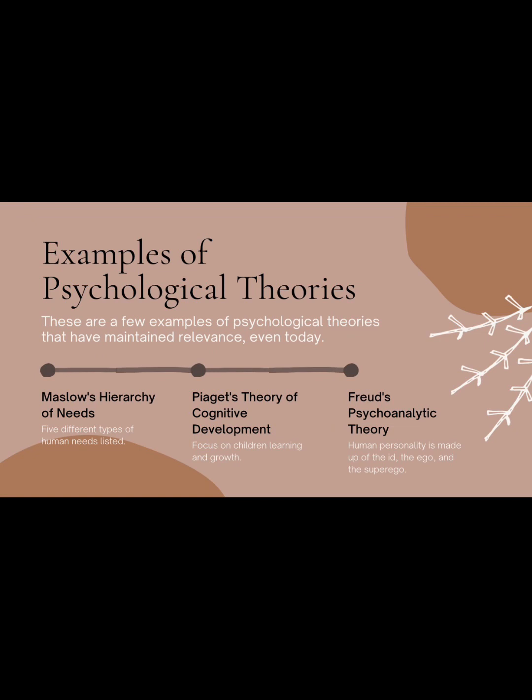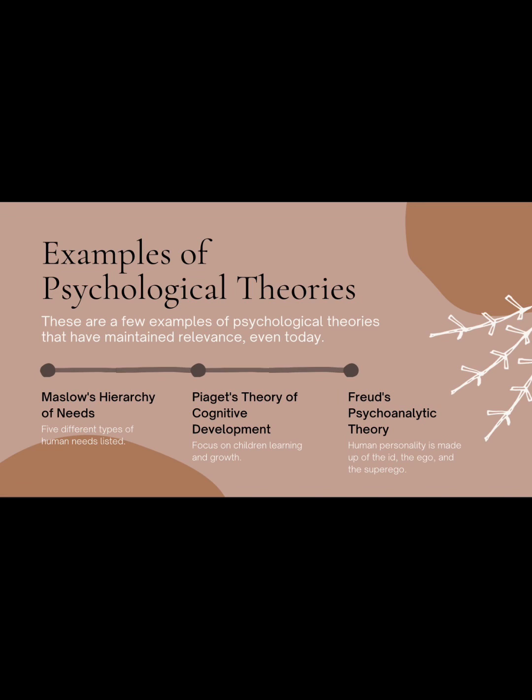And the third example is Freud's psychoanalytic theory. Still widely discussed today is Freud's famous psychoanalytic theory. In his theory, Freud proposed that a human personality is made up of the id, the ego, and the superego. The id, according to Freud, is a primary component of personality. It is unconscious and desires pleasure and immediate gratification.